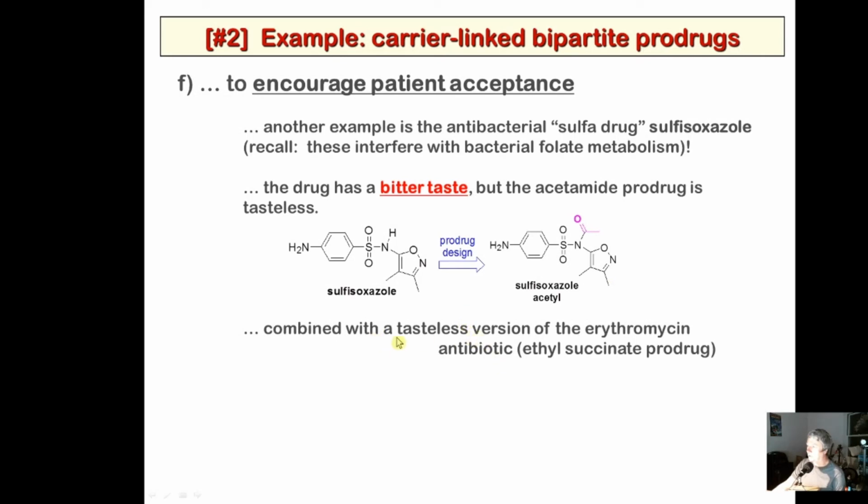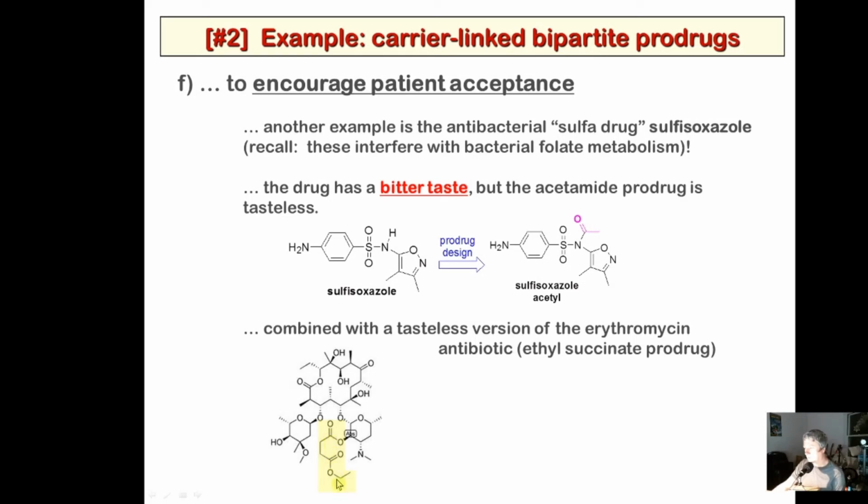And in clinical use, this is combined with erythromycin, which is another antibiotic, and this also has a kind of nasty taste. But they add an ethyl succinate group, and this is kind of like that. What is this like? The succinimide or hemisuccinate? I think we called it hemisuccinate that we saw earlier.